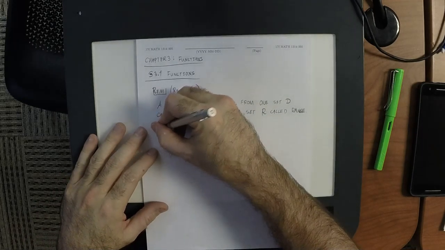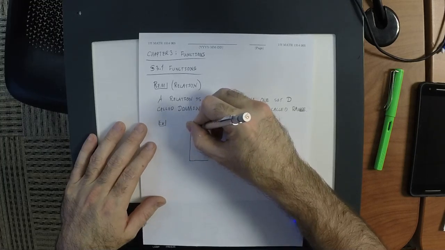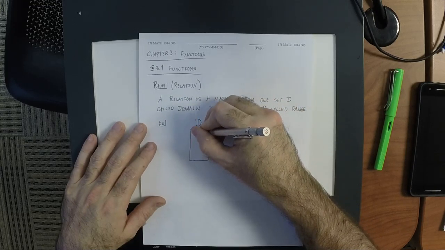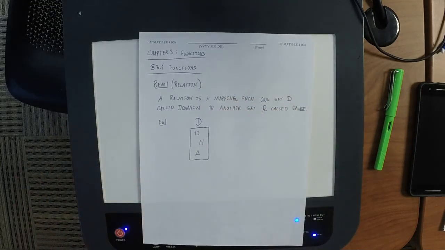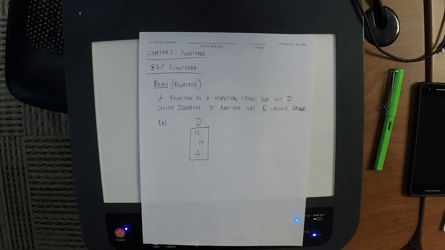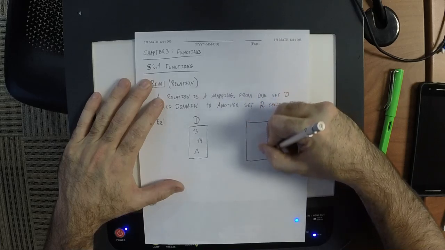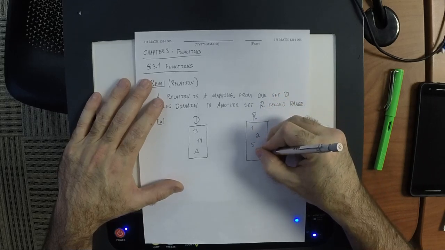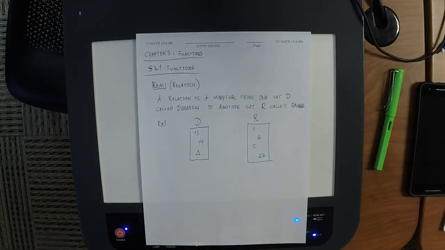Okay, so for example, we could have, just symbolically here, I'll symbolize the set D, and it's going to contain the number 1, 3, the number 1, 4, and the symbol triangle. I'm only writing triangle just so you don't think that we could only possibly be talking about numbers. So I'll just throw a shape in there. And then the range is something like 1, 2, 5, and 27. Okay, so we've got domain and range.